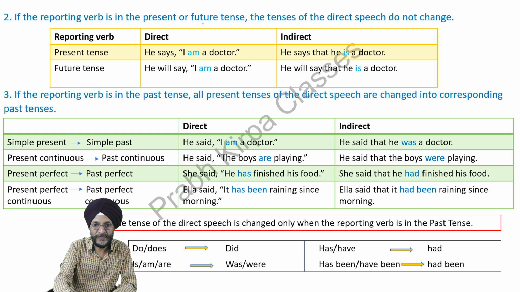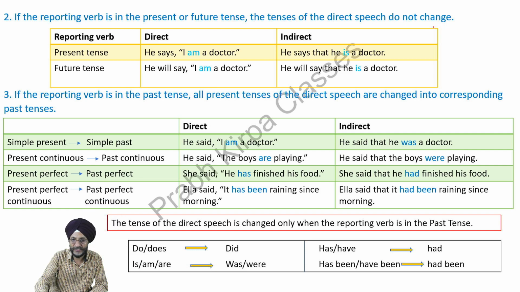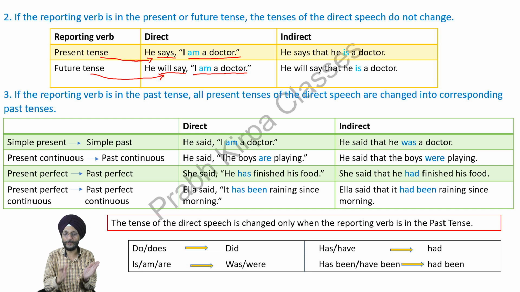If the reporting verb is in the present or future tense, the tenses of the direct speech do not change. It means that if the reporting verb is says or will say, says is in the present tense, will say is in the future, then what is written after that, the reported speech, we will not change the tense of the same. That is, we will not back shift it to the past tense or future tense. They will remain the same. See what happens? He says that I am a doctor.